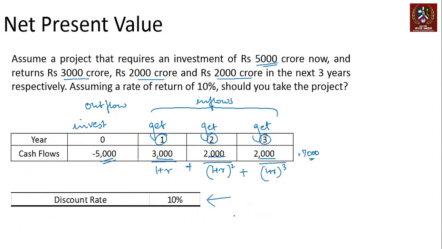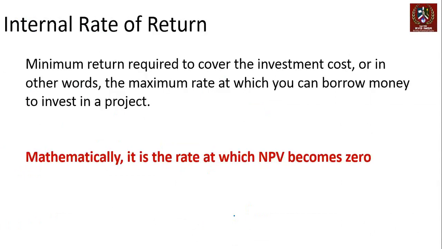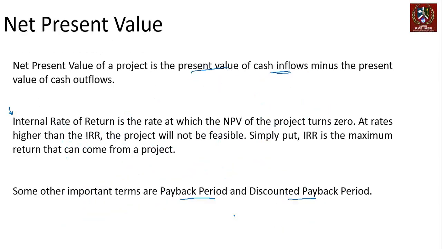Let's go ahead and try and get more data points around internal rate of return, right? Now, the minimum return required to cover the investment cost is called the IRR, or the internal rate of return. In other words, you could also look at it as the maximum rate at which you can borrow to invest in the project, right? I'll go back to the initial discussion as well. It is the rate at which the NPV of the project turns zero. At rates higher than the IRR, the project will not be feasible. Simply put, IRR is the maximum return that can come from the project. It is also the maximum rate at which you can borrow the money for a particular project.